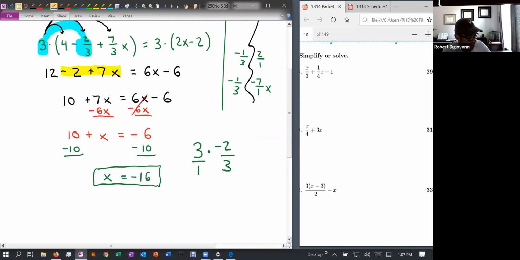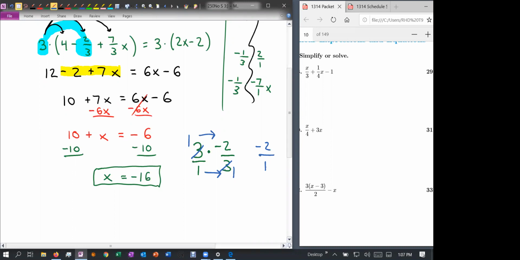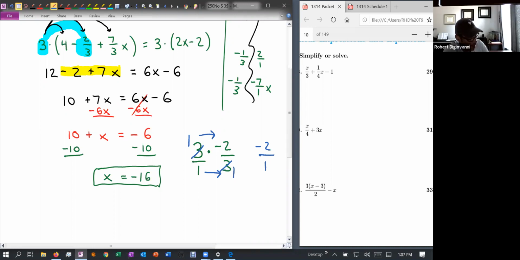But I reduced first. I said 3 goes into 3 once, 3 goes into 3 once. And now when you multiply across, you get -2 on top, and on the bottom, 1 times 1 is 1. And so you get -2. Does that make sense? Yeah. You sure? Yes. Okay. Got it. And then the similar thing on the next one: 3 over 1 times 7 over 3x, and then the 3's cancel, and you just get 7x.